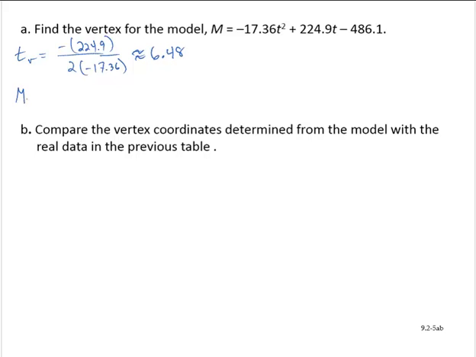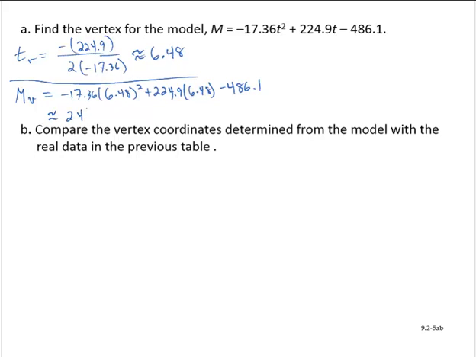All right, let's find the m coordinate of the vertex through substitution. So I'd have negative 17.36 times 6.48 squared plus 224.9 times 6.48 minus 486.1. And I'll go through that calculation on my calculator. All right, and I get approximately 242.30, again to 2 decimal places. So then my vertex is 6.48, 242.30. And so that should be near the highest point on the curve.